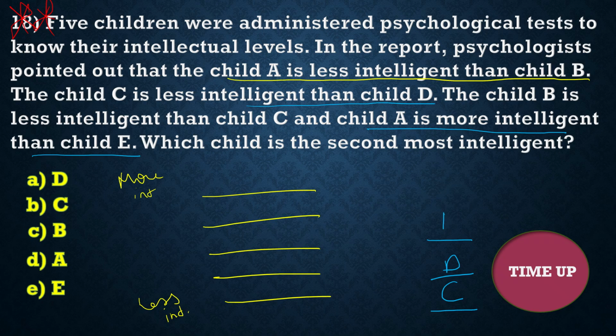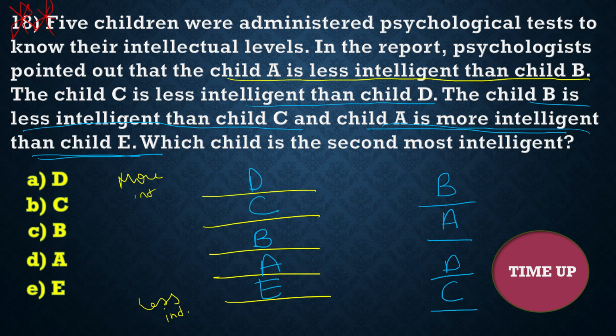Child A is less intelligent than child B. This should be the case. So here I should place like this then. If child B is less intelligent than child C, then D should come here, C should come here, okay? Then B will come here and A will come here. And they have said that child A is more intelligent than child E. So E will come here.